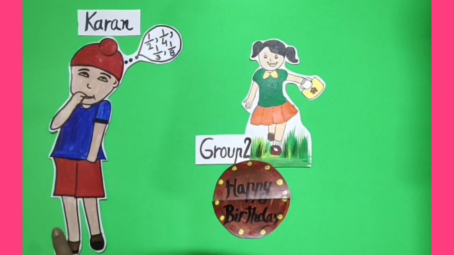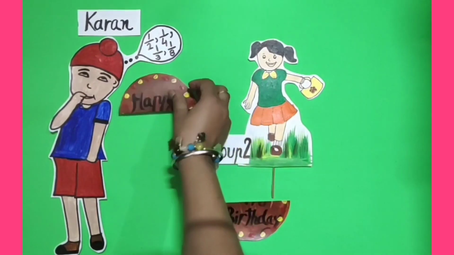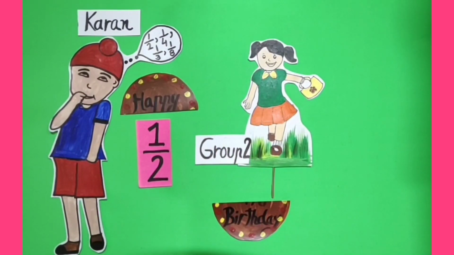Karan thinks if he joins group number 2, the cake will be divided into 2 equal parts. So he will get half of the cake. So he will get 1/2 part of the cake.